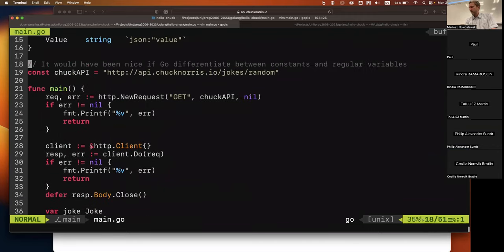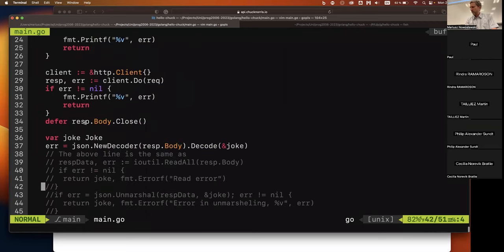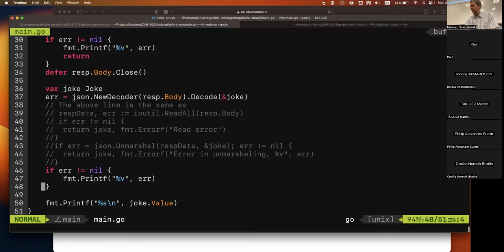So we're preparing the request, we're doing the request, and then we're closing the streams at the end. So we're making sure that everything is tidied up. And then we have to parse the joke, right? So we are getting the body, decoding the body into our structure, and we prepared the structure here. We're doing everything very verbose, right?